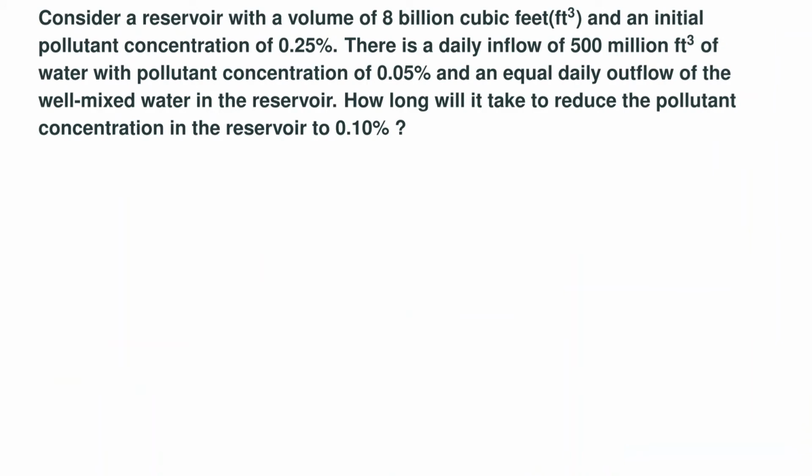Consider a reservoir with a volume of 8 billion cubic feet and an initial pollutant concentration of 0.25%. There is a daily inflow of 500 million cubic feet of water with pollutant concentration at 0.05% and an equal daily outflow of the well-mixed water in the reservoir. How long will it take to reduce the pollutant concentration in the reservoir to 0.10%?